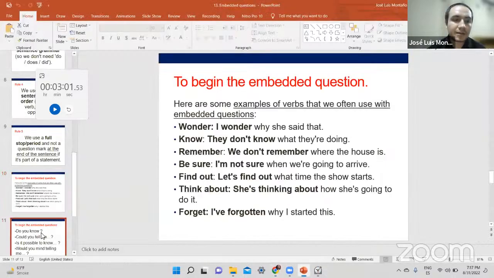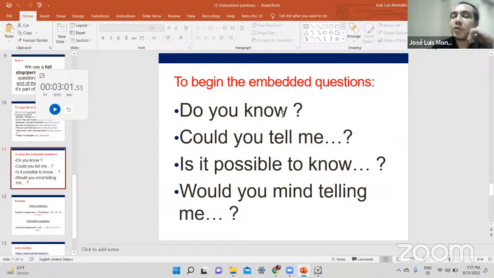In the next part, you see that now you have questions. All right, and the questions are, do you know? Could you tell me? Is it possible to know? Would you mind telling me? Okay, 1, 2, 3, 4. But please, using these 4, okay, you have to use at least once every example. Okay, but finish everything, please.